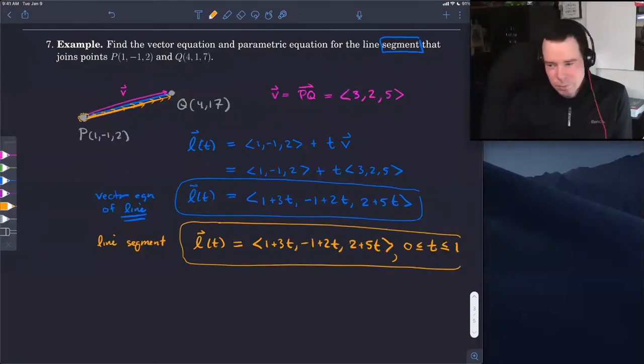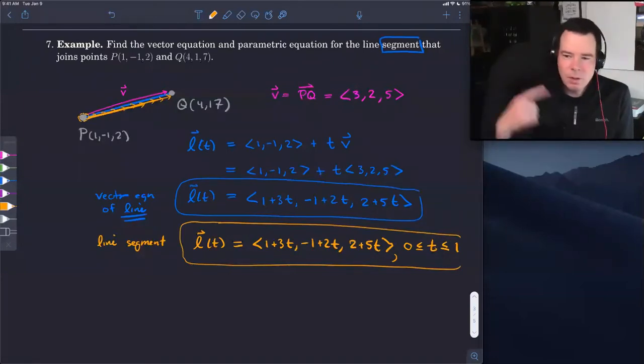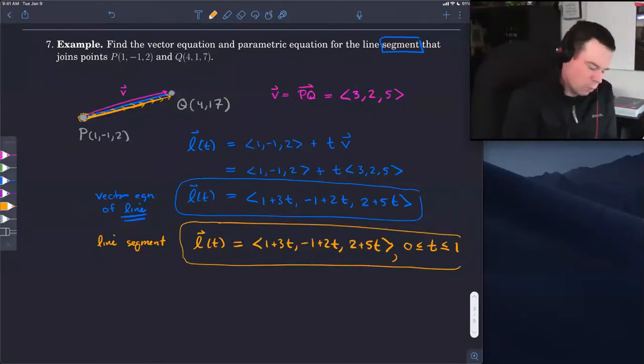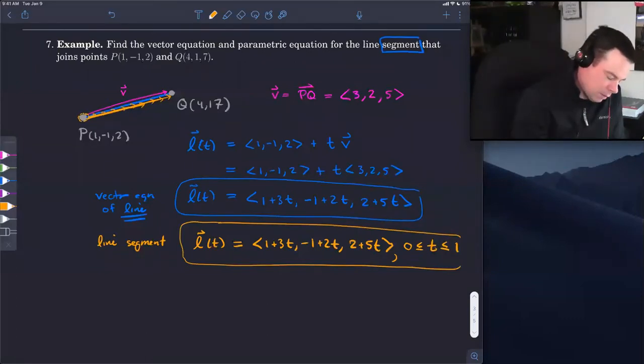If we took multiples that were bigger than 1, then we're now on the other side of the point Q. So we're off of the line segment and more onto the line, what we call a ray, a half infinite line that goes from P through Q and then off to infinity, essentially. That's if we take t to be bigger than 1, we'll get those points further over than Q. If we took t to be negative, we'd get points on the other side of P. So we wanted to restrict to just 0 to 1 to get the segment. So that's the vector equation.